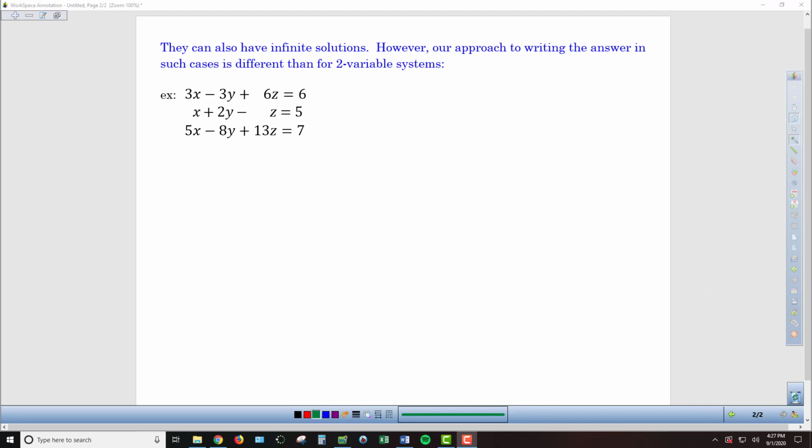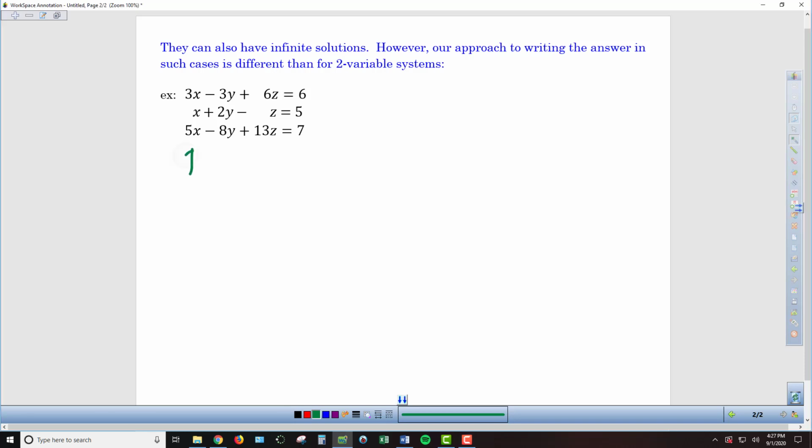Now we can also have circumstances where we end up with infinite solutions, where there's not just one ordered triple, but there's an endless number of them. Now we had a mechanism for dealing with that with the two variable systems. This is going to be slightly different. It's going to involve a little bit more out of us, unfortunately, so we're going to have to hang in there a little bit. But at the outset, we're going to approach it the same way that we have all the others, where we're going to target one variable for elimination.